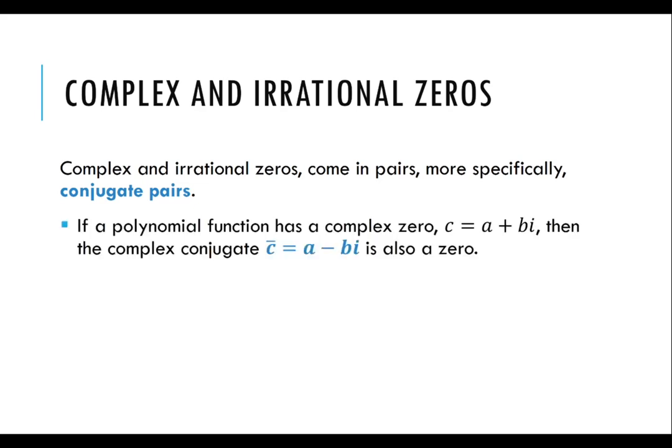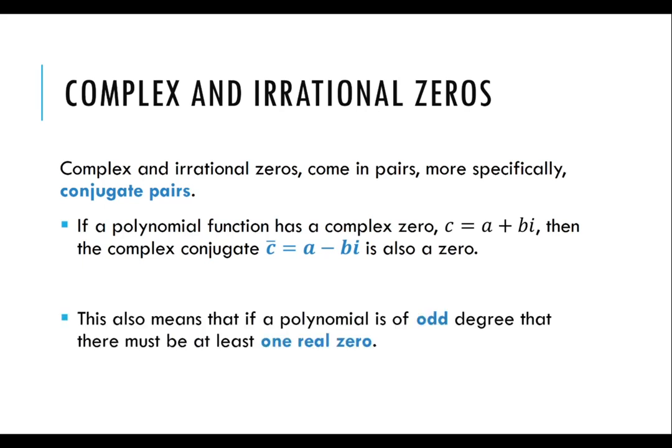And so the deal is that if we know a polynomial function has a complex zero, where c is equal to a plus bi, then the complex conjugate is just going to be, take and change the middle sign, and so its complex conjugate c bar is a minus bi. And so, in general, if we ever have a complex zero, then its complex conjugate pair also is a zero.